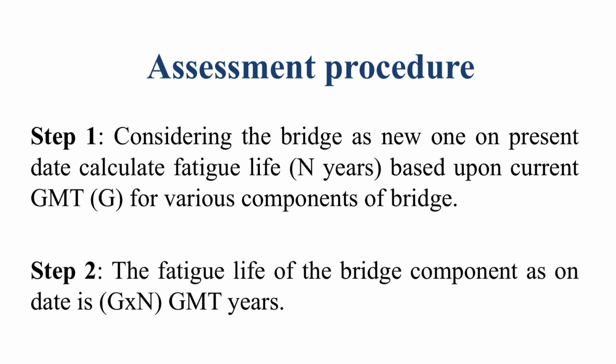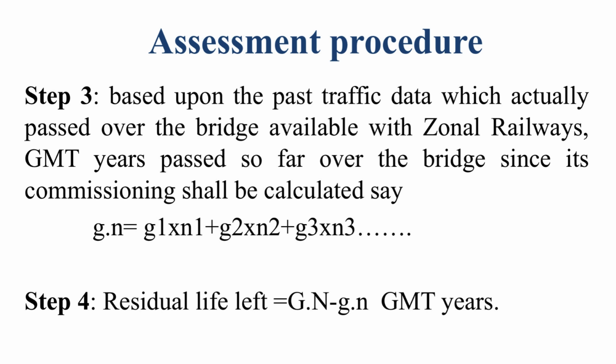Step 3. Based upon the past traffic data which actually passed over the bridge, available with zonal railways, GMT years passed so far over the bridge since its commissioning shall be calculated. Say Gn is equal to G1.N1 plus G2.N2 plus G3.N3 and so on. Step 4. Life left is equal to capital G dot capital N minus summation of all small g dot small n GMT years. With this understanding and technical background, we can now move to see these concepts in action.